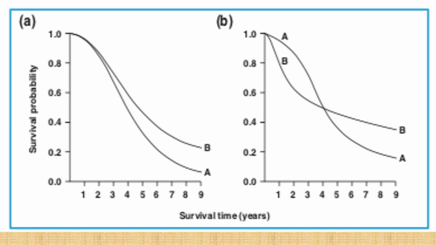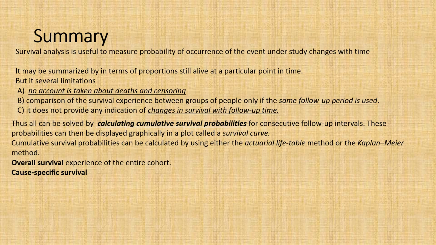So let's say in the last slide, survival is a useful tool to measure how the probability of occurrence of the event under study changes with time. This is the key. Survival analysis is useful to measure the probability of occurrence of an event. Remember the last slide I just showed you, A or B? Occurrence of an event under study changes with time. 4 साल तक A का फ़ायदा हो रहा था, अगले 4 साल में B advantageous हो गया overall survival में. That is what survival analysis has as an advantage. So it may be summarized in terms of proportion still alive at a particular point in time.